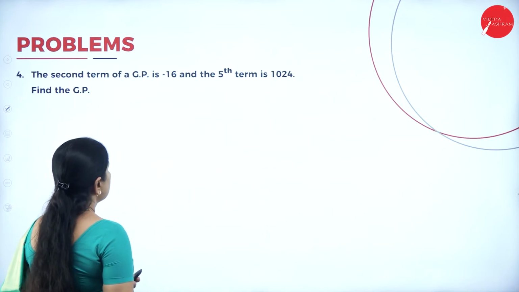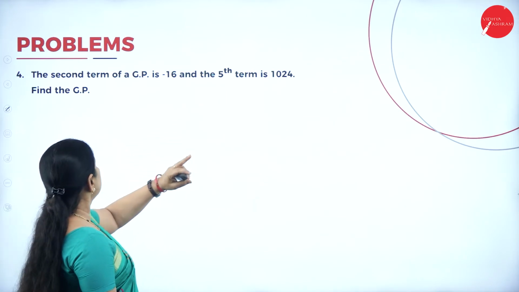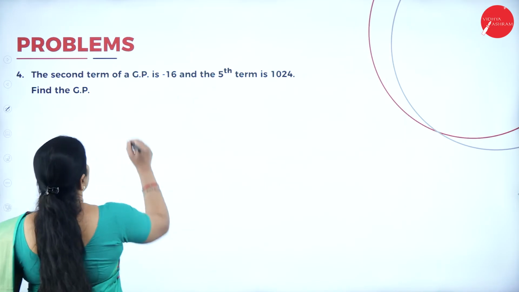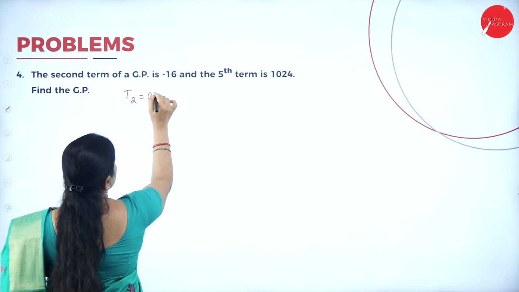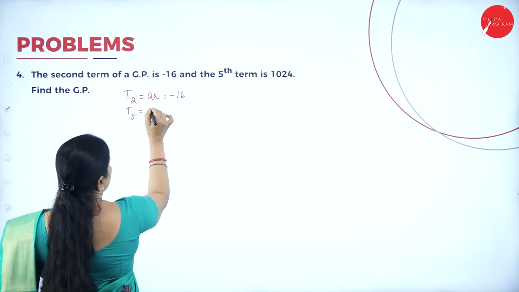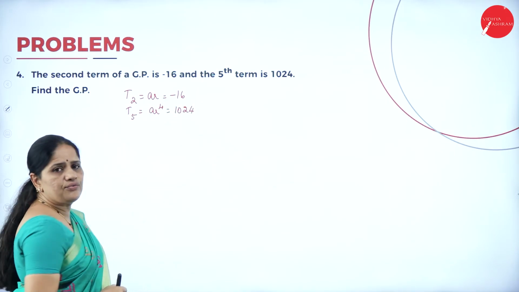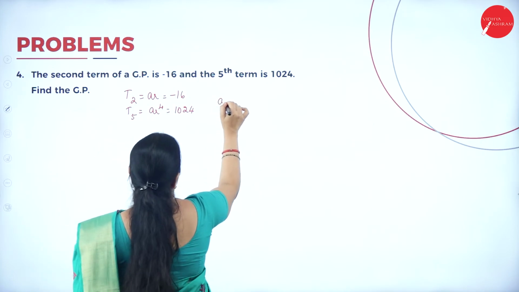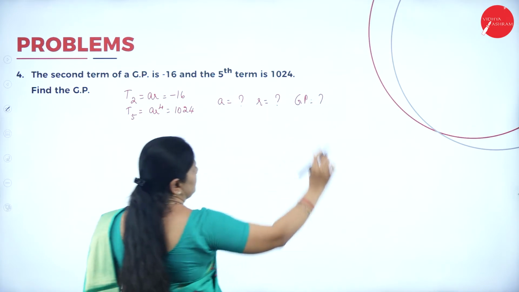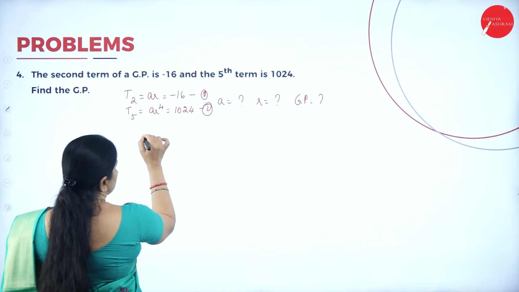Now the next problem here: the second term of a GP is minus 16 and the fifth term is 1024. Find the GP. Now what is given? T2 equals AR equals minus 16. T5 equals AR to the power 4 equals 1024. Now we have to find A, we have to find R, and we have to find what the GP is. Okay, so this is equation 1, equation 2.